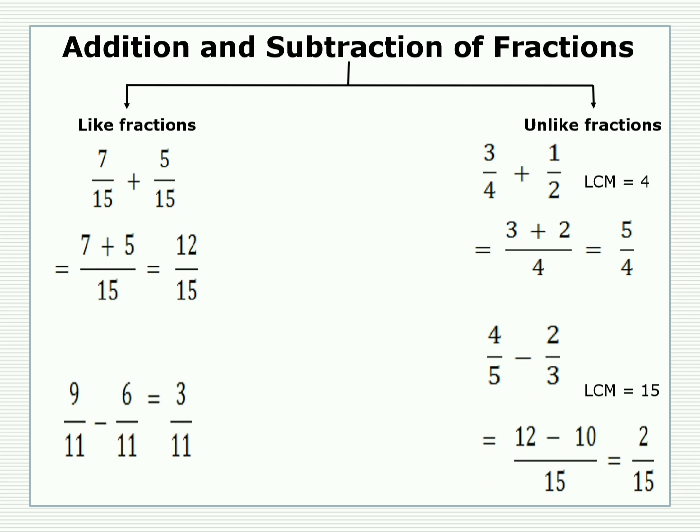Now we will understand the subtraction. Subtraction of like fractions. Like fractions means again with the same denominator. 9 upon 11 minus 6 upon 11 gives us 3 upon 11. Isn't it simple? And now 4 upon 5 minus 2 upon 3. Here the denominators are different. So let us take the LCM. LCM is 15. So 12 minus 10 upon 15 is equal to 2 upon 15. We have to convert it into like denominator. So children, you have understood this.